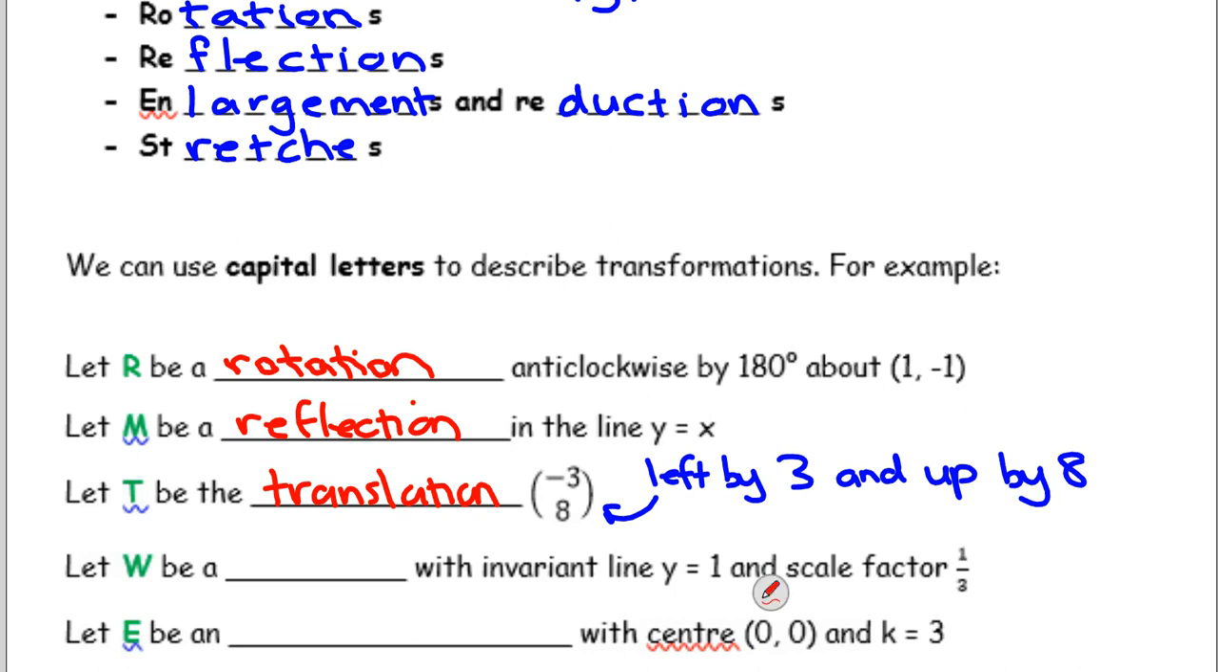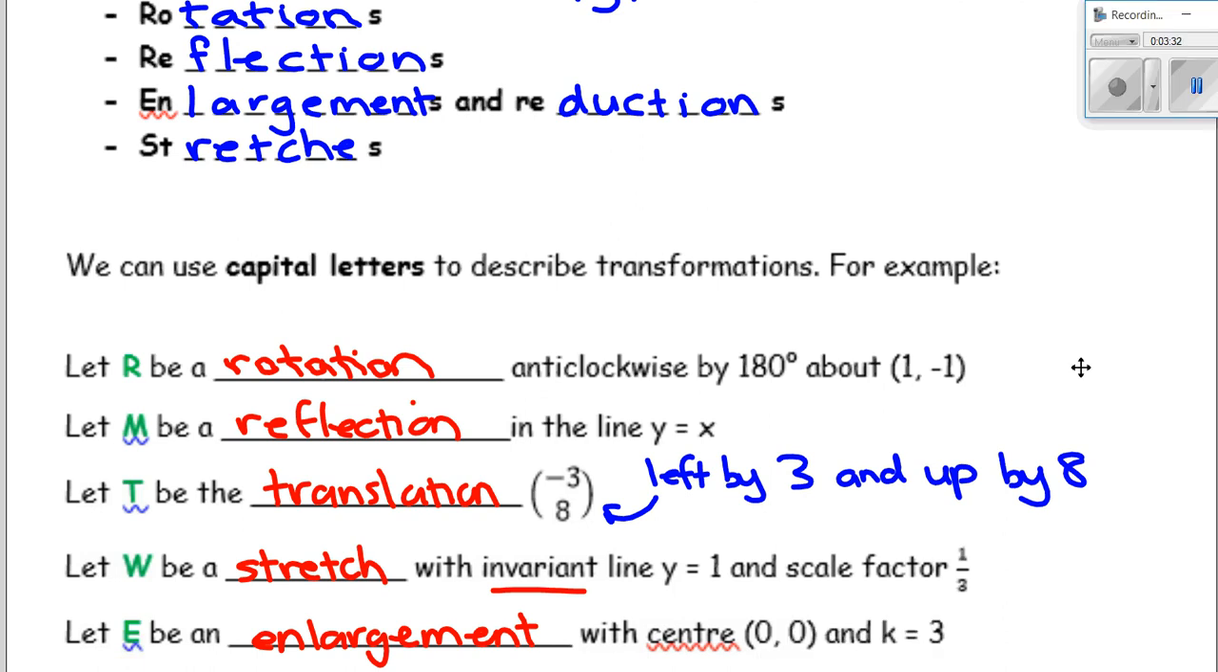Let W be something with an invariant line. So remember invariant lines, y equals 1 and a scale factor of 1/3. That would have to be a stretch, because stretches involve invariant lines and scale factors. Some people call them stretch factors. Another example, let E be something with the center of the origin and a scale factor of 3. That would be an enlargement. So we can use capital letters to represent enlargements and reductions.